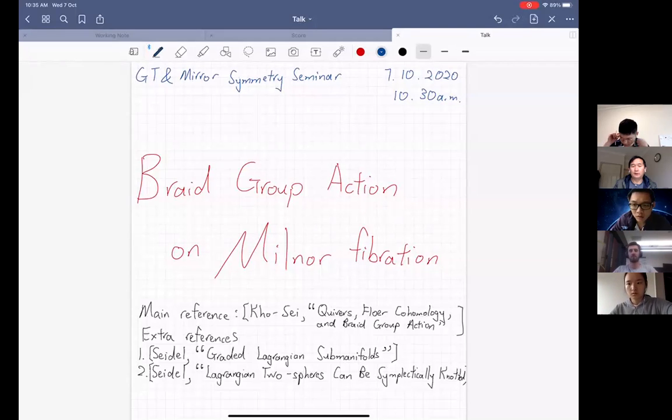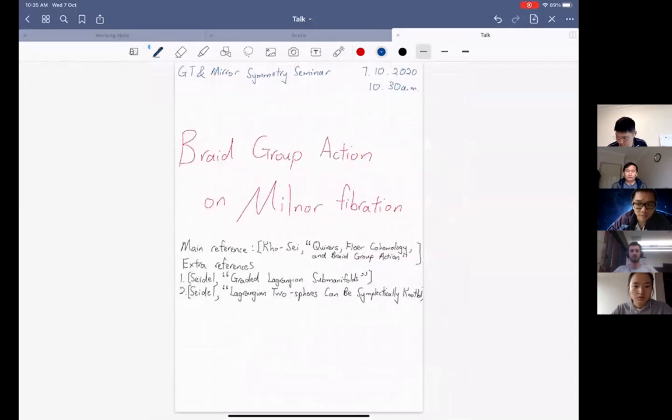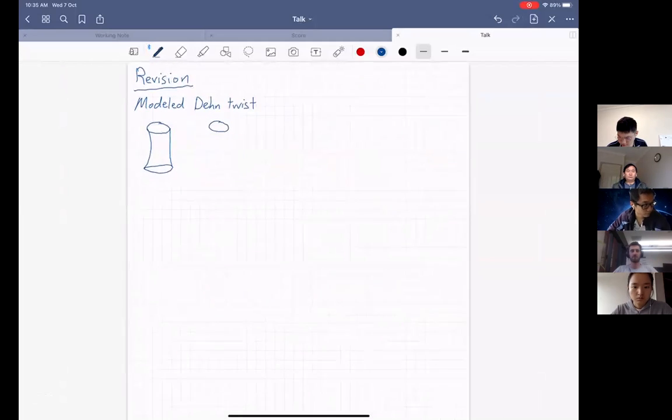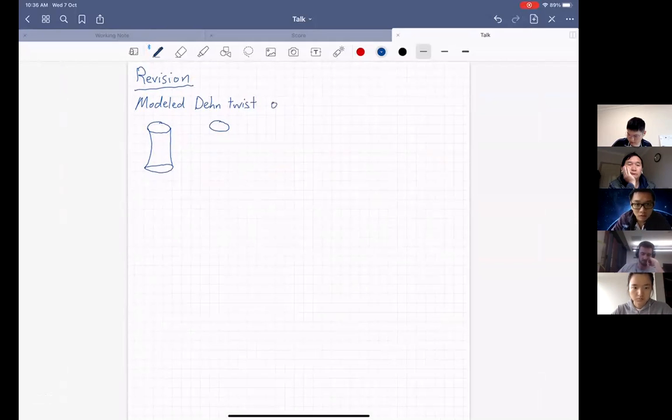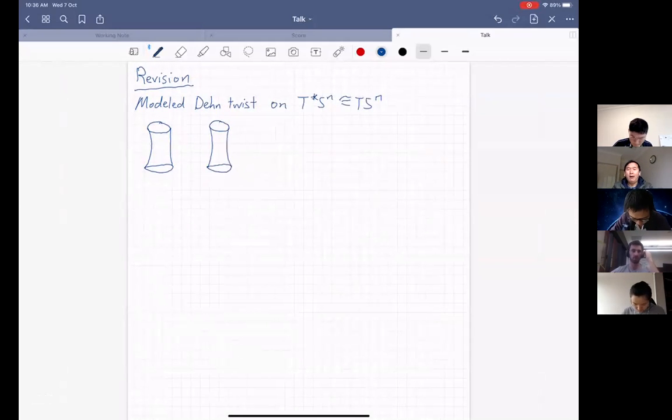Hello. So today we will continue on the Braid group action on Milnor Fibration. So let's recall what we did last time. First of all, we defined the model Dehn twist on the cotangent bundle of S^n, which we identify as the tangent bundle of S^n. What I draw is just TS^1. And then what the Dehn twist did is to turn around the zero section.